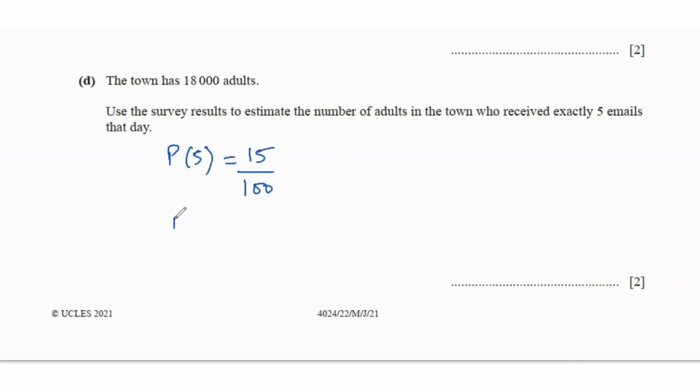And to estimate the number of adults, we will do 15 over 100 multiplied by 18,000. So 15 times 180 will leave us with 2,700. So that is the number of adults who received exactly 5 emails that day.